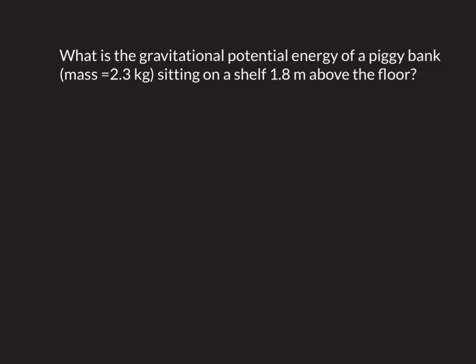All right? So the question here says, what is the gravitational potential energy of a piggy bank, which has a mass of 2.3 kilograms, sitting on a shelf that's 1.8 meters above the floor? As always, we want to write down what we know. The mass is 2.3 kilograms.